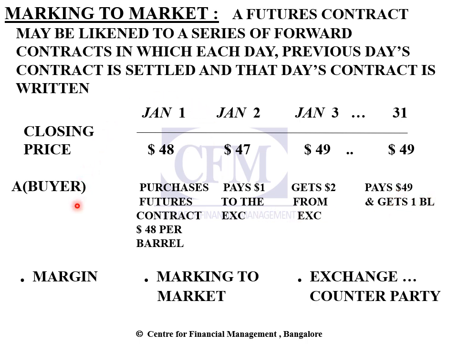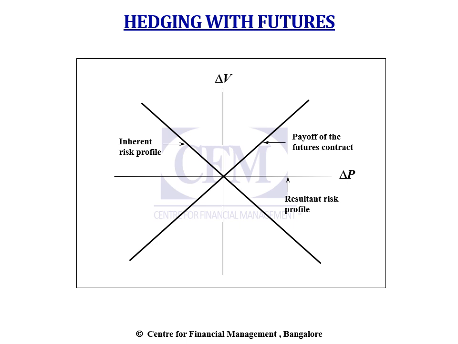If you look at this arrangement, you find that it has three important features. Both the buyer and the seller of a futures contract have to post a margin with the exchange. There is marking to market on a daily basis for the buyer as well as the seller. The exchange interposes itself between the buyer and the seller, so there is no counterparty risk whatsoever. Just the way a forward contract eliminates price risk, a futures contract eliminates price risk. If this is the inherent risk profile of a company, it can enter into a futures contract which has a payoff like this. So the inherent risk profile is countered by the payoff of the futures contract, and the firm is protected against price fluctuations.